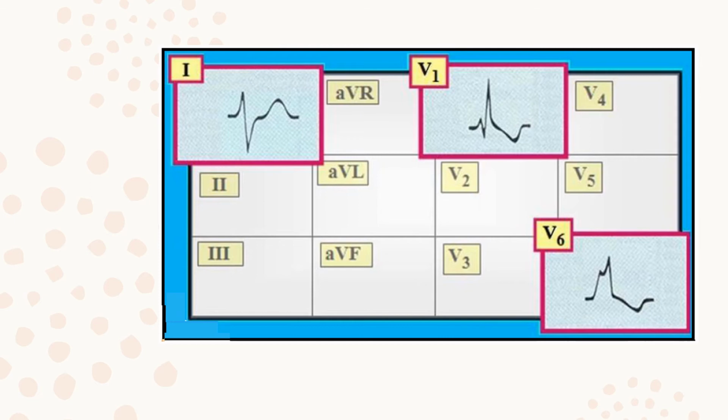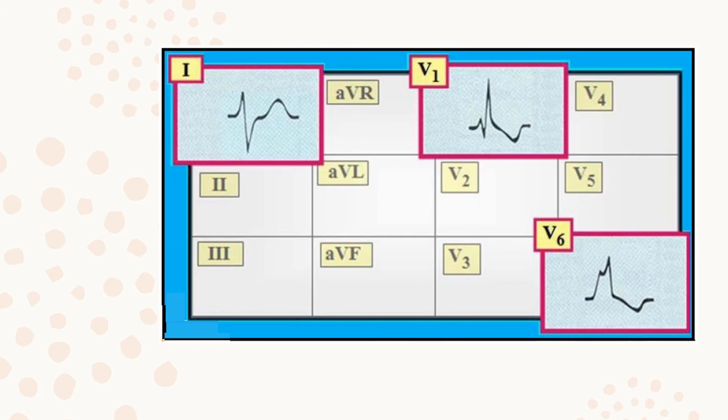Bundle branch block. But remember, with a right bundle branch block, leads 1 and V6 should look fairly normal. They should look pretty much upright. And we are not seeing that with this example. And I'm showing you this because this is primarily what your homework or your quiz is going to be.